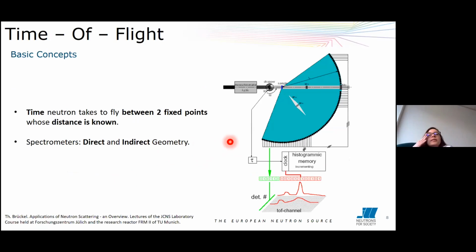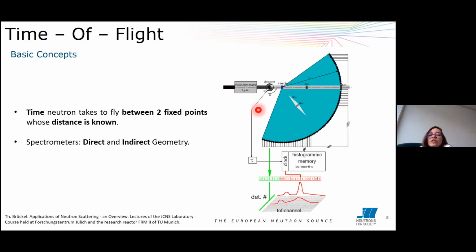So as I said, the time-of-flight technique determines the kinetic energy of a traveling neutron by measuring the time it takes to fly between two fixed points whose distance is known. So considering a generic time-of-flight spectrometer, the neutron beam can be monochromatized by a crystal, by time-of-flight with choppers, or it can be simply pulsed from a spallation source.